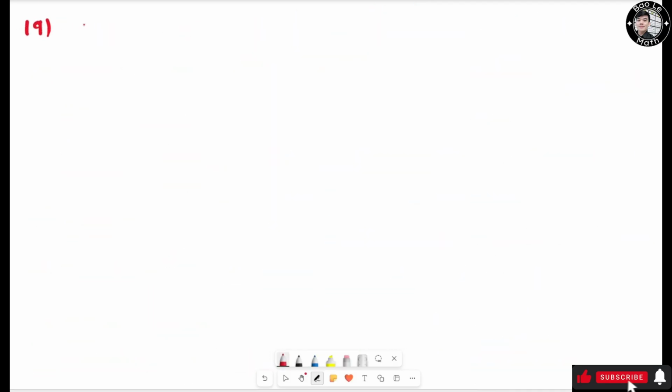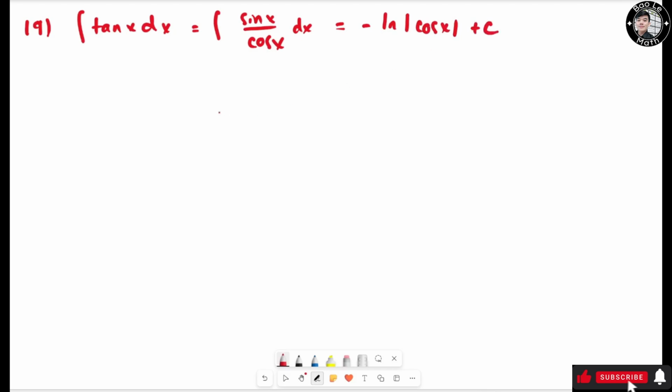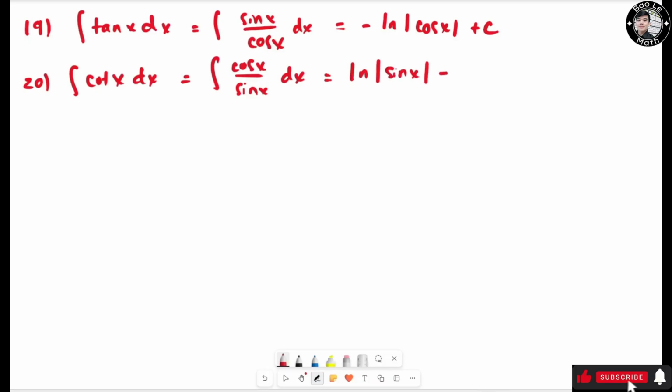Number 19. Antiderivative of tangent s ds. This is actually the antiderivative of sine s over cosine s ds, right? And it's going to be negative ln absolute value of cosine s plus c. Number 20. Antiderivative of cotangent s ds is going to be the antiderivative of cosine s over sine s ds, and it's going to be ln absolute value of sine s plus c.